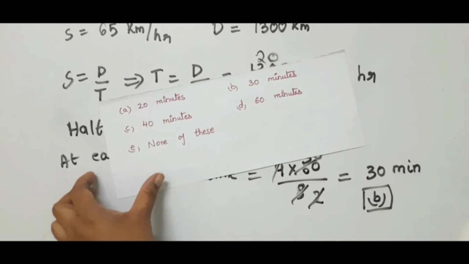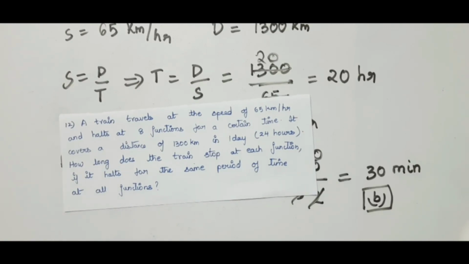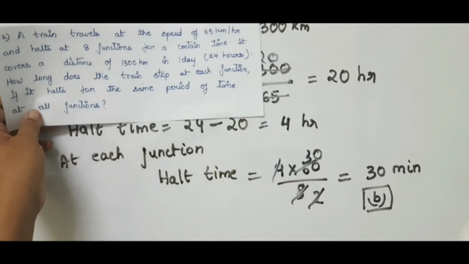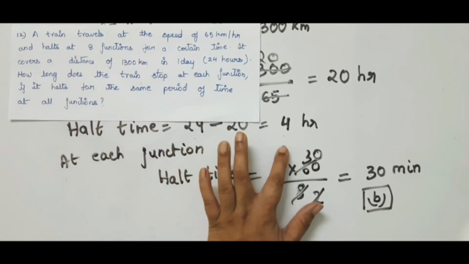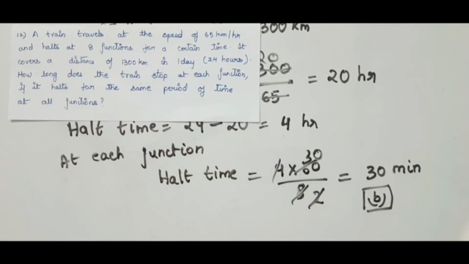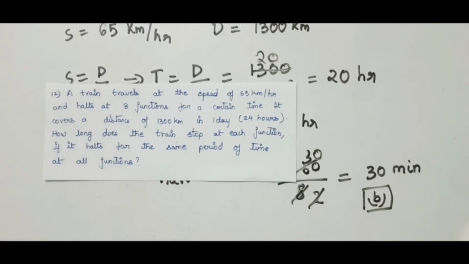Okay. So if any problem of this type is given, first find the time taken using the speed and distance given in the problem. Once you get that time, just subtract it from the total time given in the problem to travel that distance. You will get the total halting time. As we need each junction, just convert into minutes and divide it by the number of junctions it stopped at. Then you will get the required halting time for each station. Okay. In this way, you have to solve this type of problems.